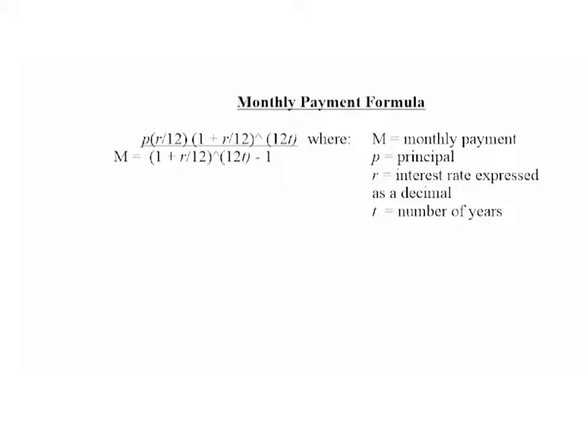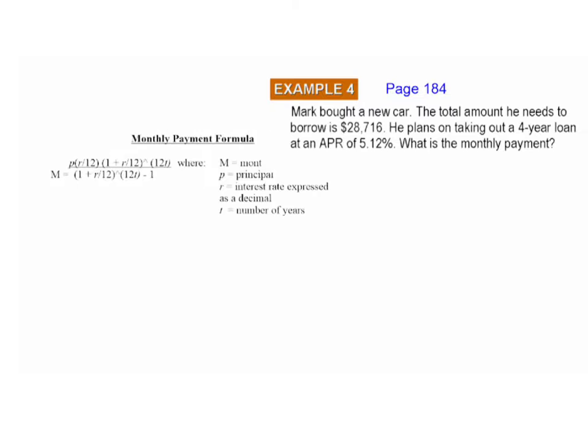and then divided by 1 plus the rate divided by 12 to the power of the years times 12, minus 1. It's a mouthful and it's long, but it works in your calculator. All right. So here's example 4 where we use the monthly payment formula. It says Mark bought a new car, and the total amount he needs to borrow is $28,716, and he plans on taking out a 4-year loan at an APR of 5.2%. What is his monthly payment?